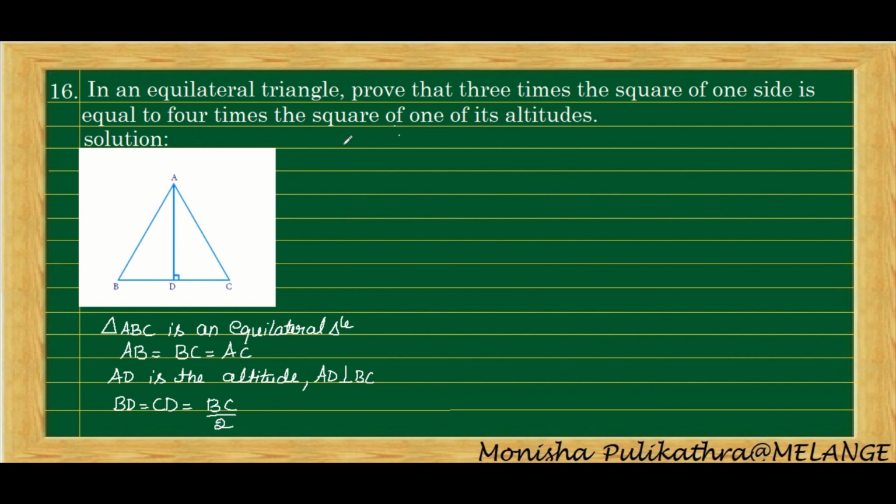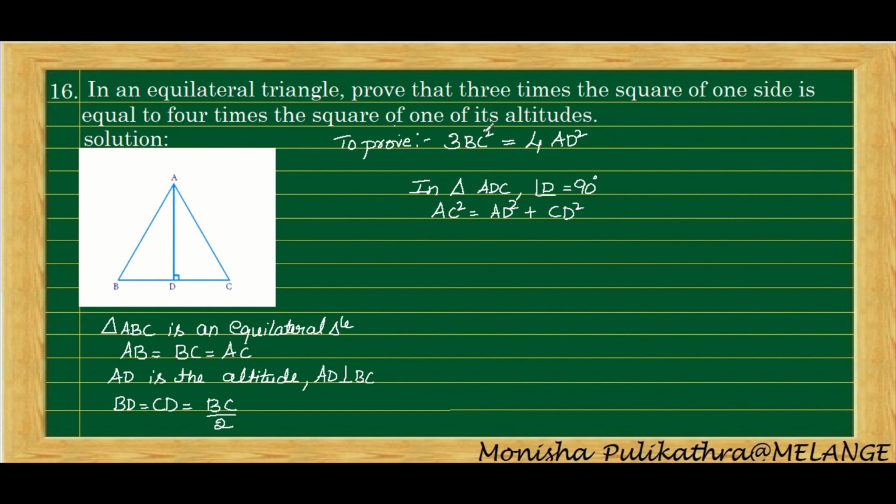So here what we have to prove is, we need to prove that 3 times square of any one of the sides. I will be taking base here. So 3 times base square is equal to 4 times its altitude square. This is the thing we need to prove. First I will be taking triangle ADC, half of the triangle. In triangle ADC, angle D is 90 degrees. If it is 90 degrees, we can apply Pythagoras theorem. Here AC will be hypotenuse, so AC square is equal to AD square plus CD square.